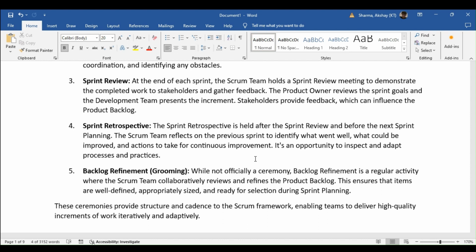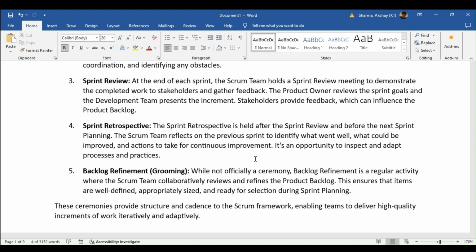So you have done everything: you have analyzed what went well, what can be improved, and what actions to take for continuous improvement, so that you can learn and inspect more about those best practices. That is what we call a sprint retrospective.